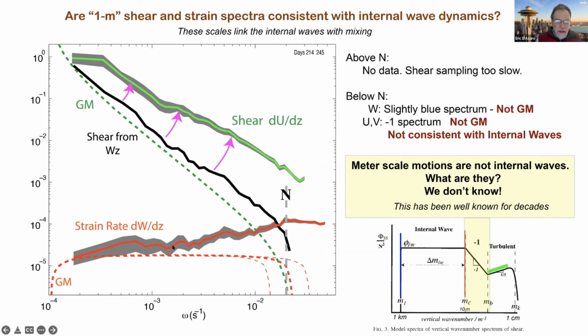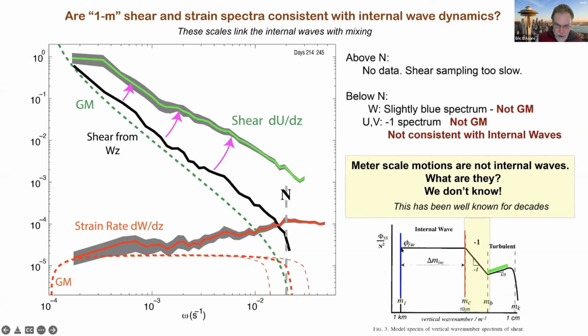If you take the dW/dz spectra and you convert it to du/dz and dv/dz using the consistency relations, you get the black curve. That's not the same as what's observed. In other words, for these high wave number, small scale motions, it's not internal waves. It's something else. That's reassuring. There is something else in the ocean. What are they?